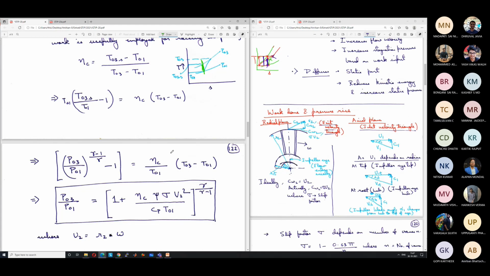Yes, sir. Okay. So from this, what do we see here? If U2 is increasing, meaning the blade velocity at the exit is high, the pressure ratio often will be higher. Obviously, it is understandable because we are pushing the flow more and more. So the overall pressure ratio in the compressor will increase. Extra velocity is generated that in the diffuser is recovered back.